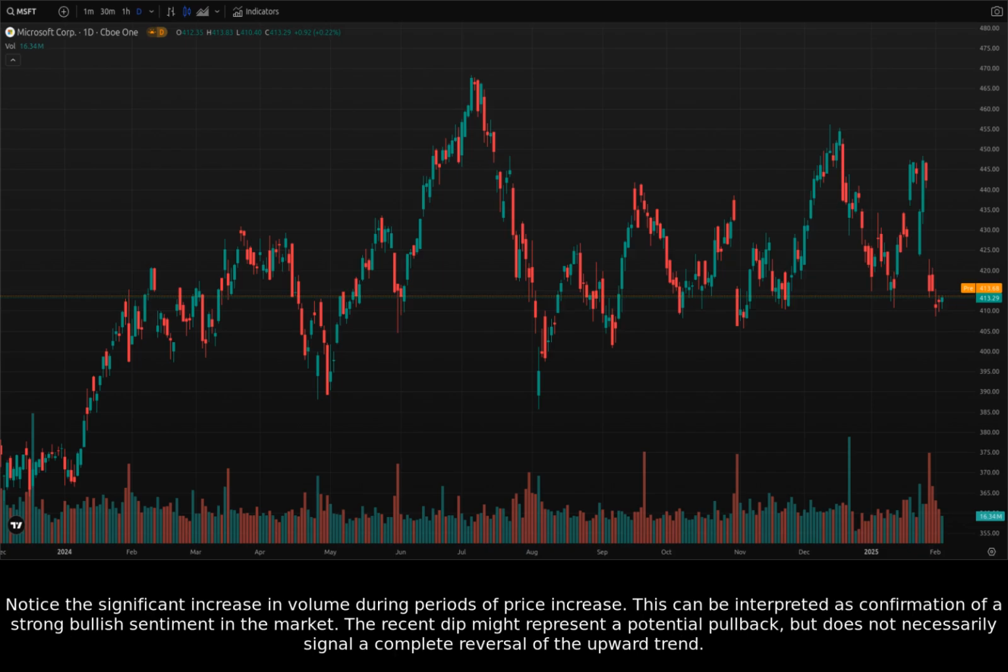Notice the significant increase in volume during periods of price increase. This can be interpreted as confirmation of a strong bullish sentiment in the market. The recent dip might represent a potential pullback, but does not necessarily signal a complete reversal of the upward trend.